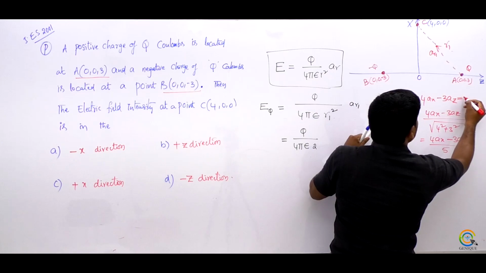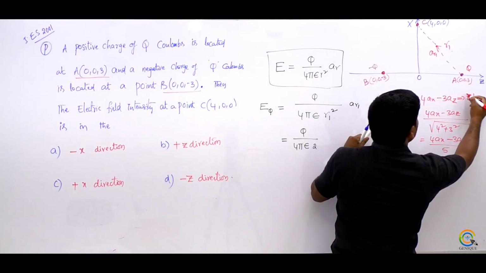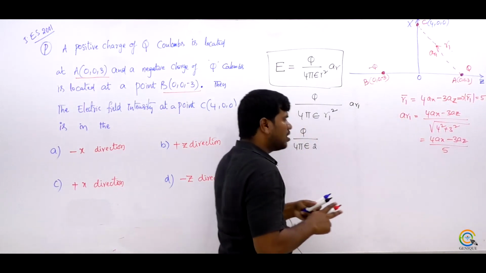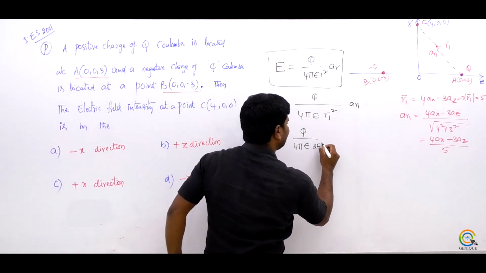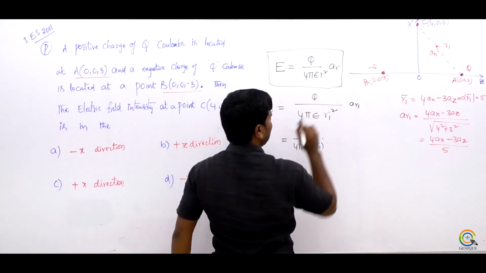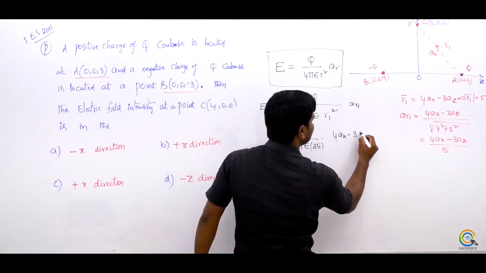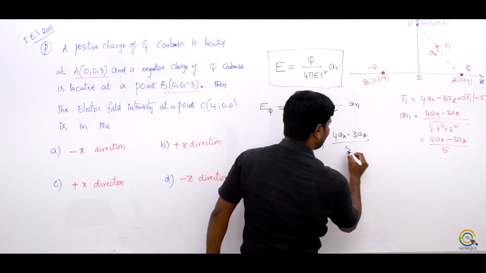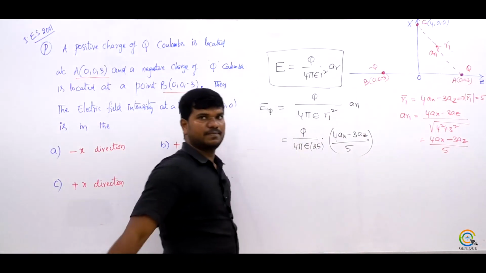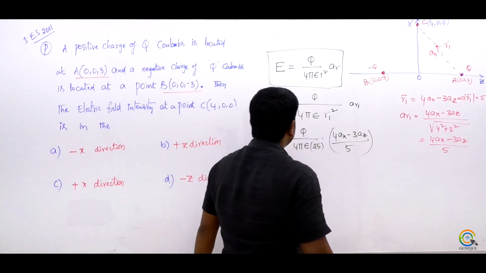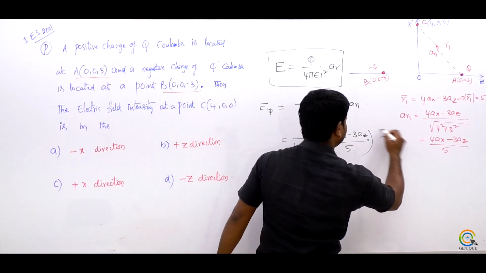Okay. So from this, what can I write? R1 is equal to 5, the magnitude of this one. R1 square is equal to 5 square, which is 25, into AR1. AR1 is (4AX minus 3AZ) divided by 5. Understand? So now this is the first one.